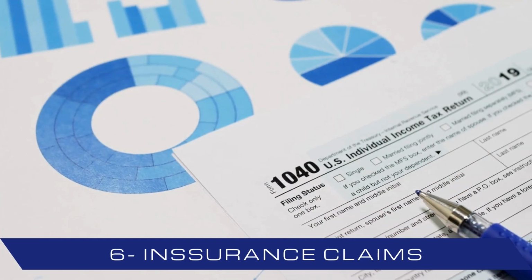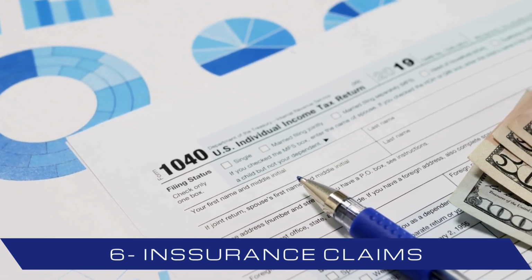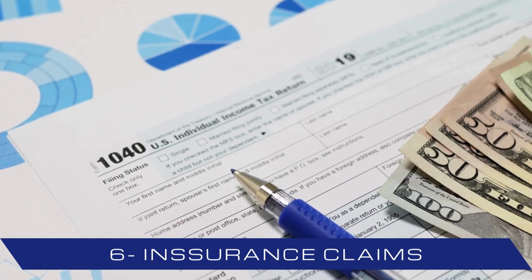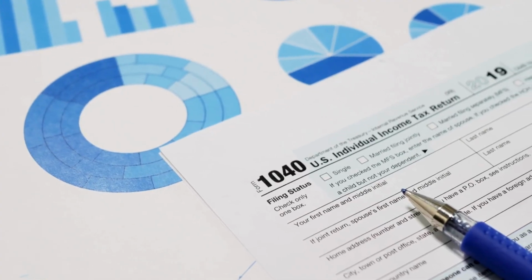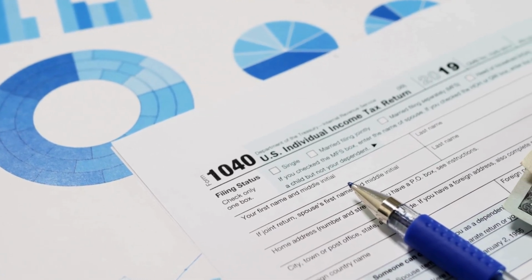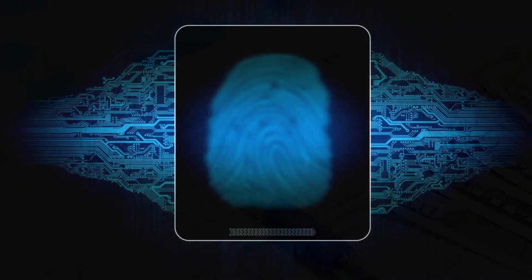Number six is insurance claims and the insurance sector in general. The technology can automate and streamline insurance claim submissions and processing. It can reduce fraud by ensuring how authentic the claims are. And it can also speed up the reimbursement process for patients and for providers.